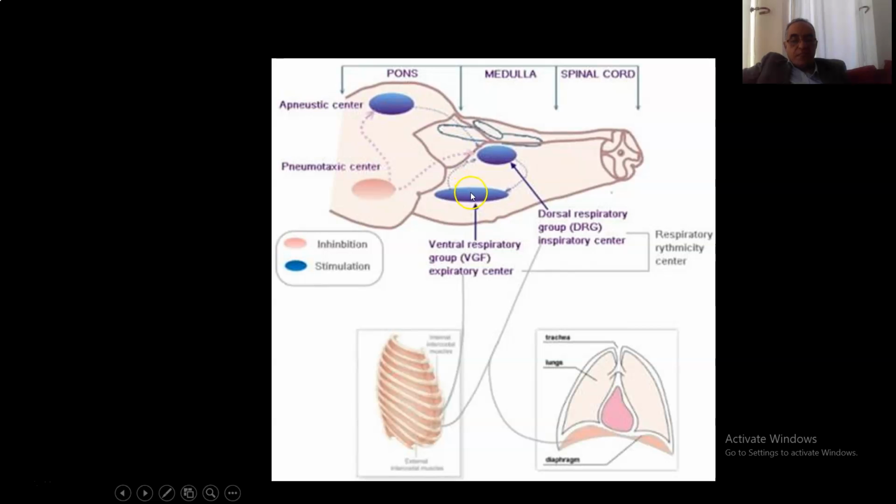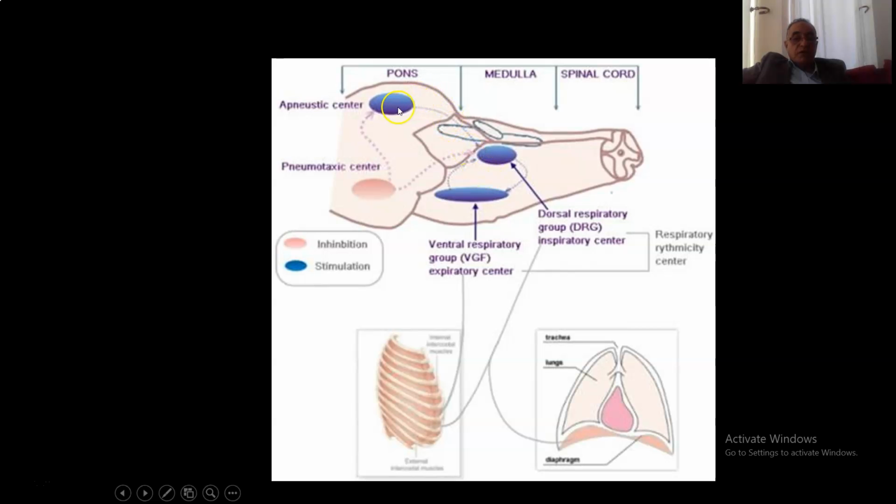Less important is another center, the ventral expiratory center, which is also stimulatory, but as you know, expiration is a passive process. It doesn't need a center. It helps to contract, and it supplies only the intercostal muscles, so it's not that important.